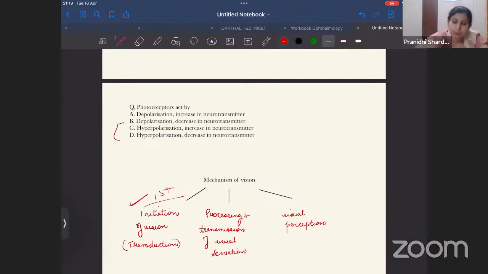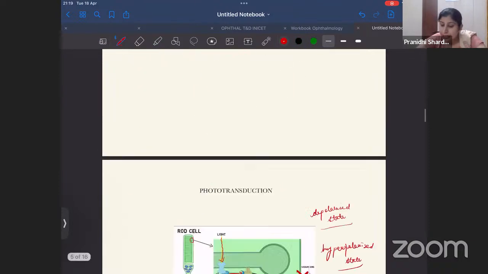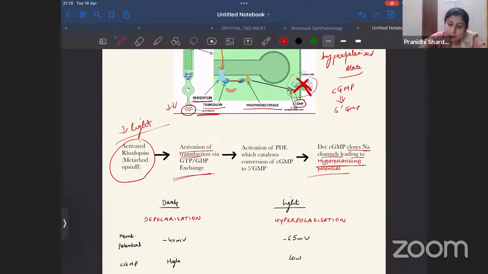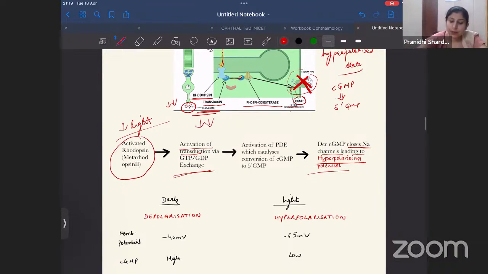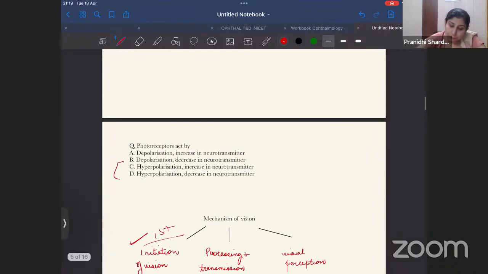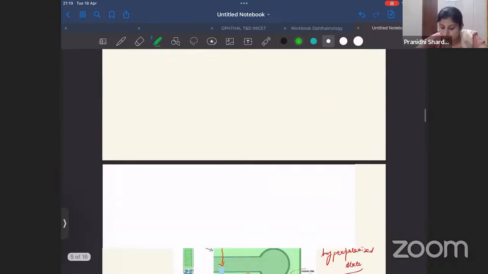And now we know that sodium ions were increasing the levels of glutamate. When there is hyperpolarization, meaning sodium ions are not going inside, the levels of glutamate decrease. So our photoreceptors act via hyperpolarization with decrease in neurotransmitter.